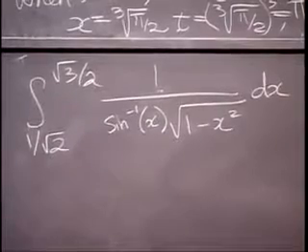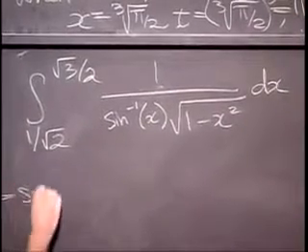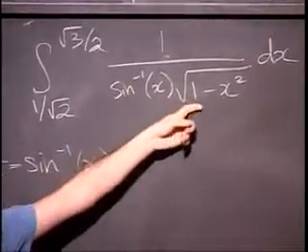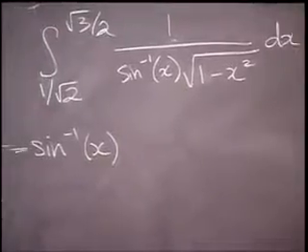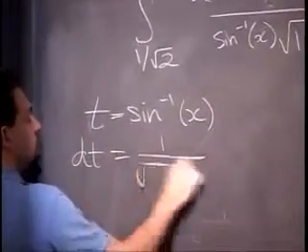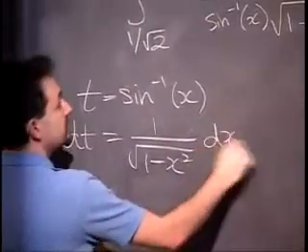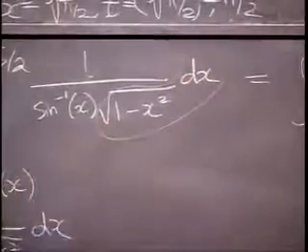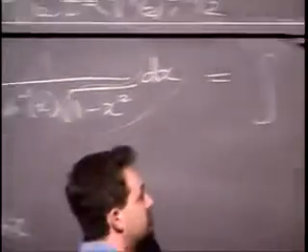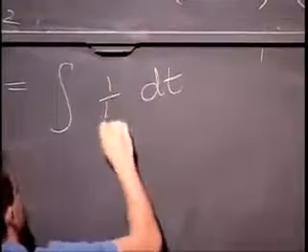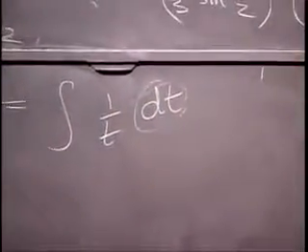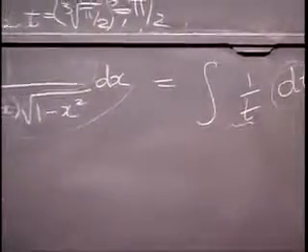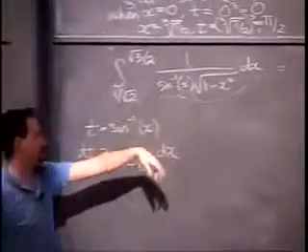Well, let's let t equal inverse sine x, and the reason we do that is we notice that the derivative of inverse sine x is very cunningly 1 over square root 1 minus x squared dx. So this expression, the dx over 1 over root 1 minus x squared is just dt. And this is 1 over t. Actually, this is just a special case of that log result that I wrote over there before.